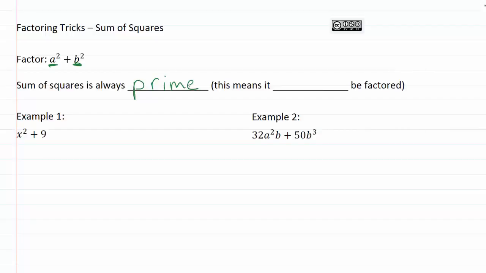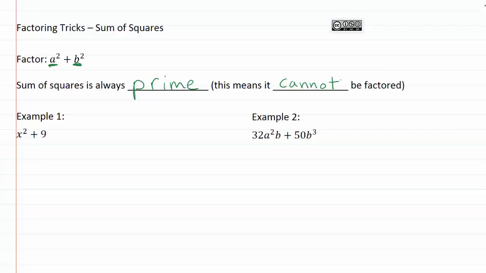We can say that something like 6 is 2 times 3, but if we look at just the number 3, we can't break that down into two other numbers multiplied together. So when we say that something is prime, that means it cannot be factored. Can't break it down into two things multiplied together. Okay, so let's see what kind of examples we're going to have to do related to this problem.